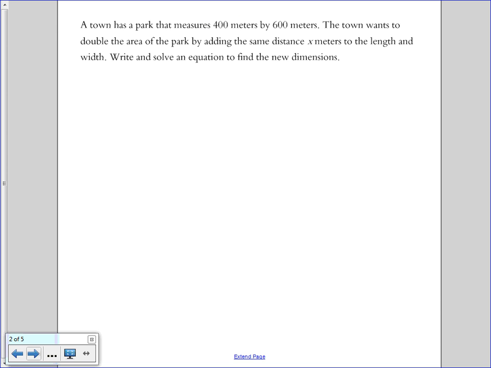So for example, a town has a park that measures 400 meters by 600 meters. They want to double the area of the park by adding the same distance x to the length and the width. So we're going to write and solve an equation to find the new dimension.